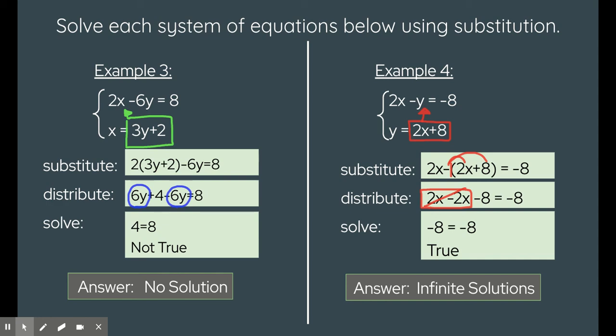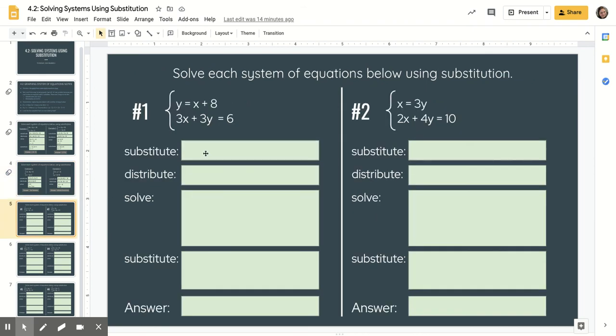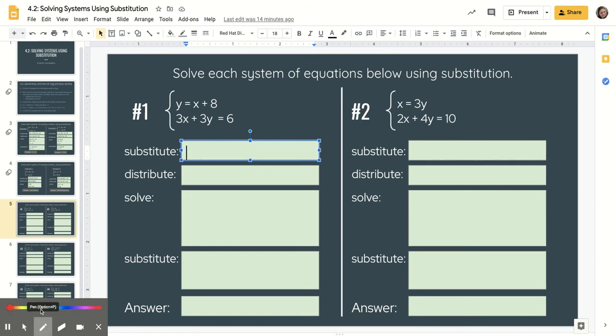Okay, now what you're going to do is go try the 6 problems I've assigned you by following the same steps. I'm going to start off number 1 with you. So we have y equals x plus 8. So we're going to take the x plus 8 and we're going to replace it for the y right here. So the 3x stays the same, the plus 3 stays the same. But instead of typing y, I'm going to put parentheses x plus 8 equals 6.